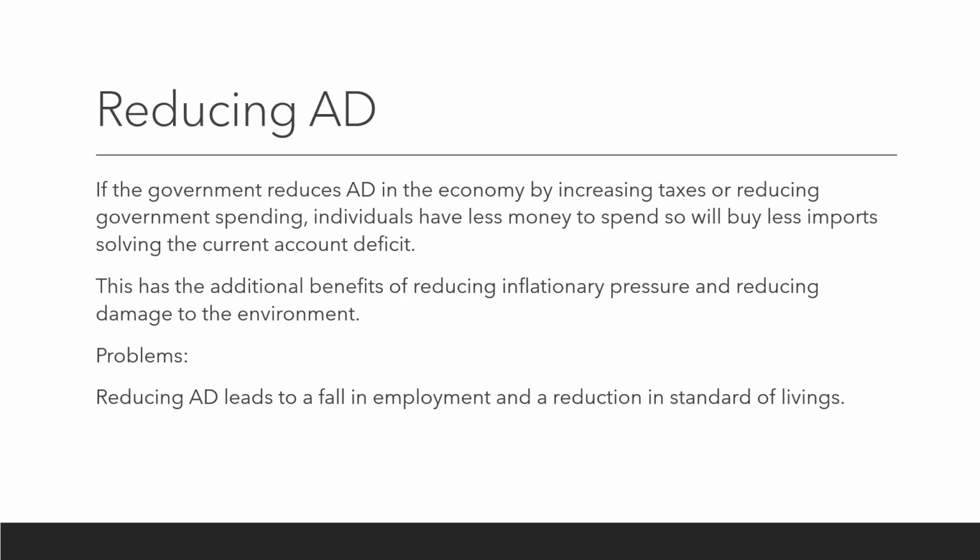Now, another way of solving a trade deficit is by reducing AD. If the government reduces AD in the economy, this could be by increasing taxes or reducing government spending, individuals have less money to spend, so will buy less imports, solving the current account deficit. This has the additional benefit of reducing inflationary pressure and reducing damage to the environment. But it does come at the cost of a fall in employment and a reduction in standard of living.